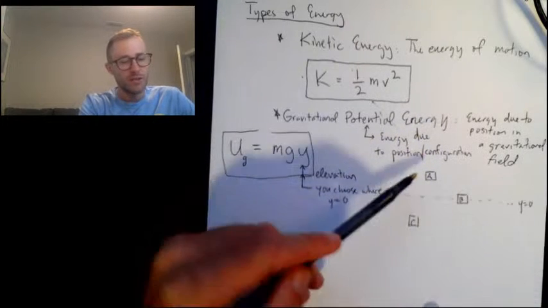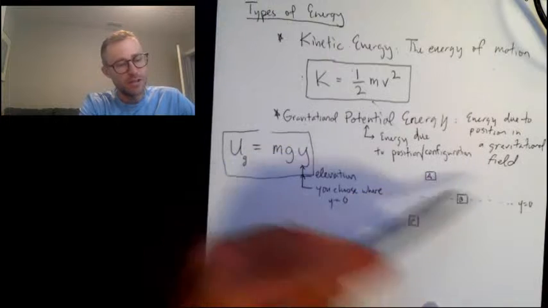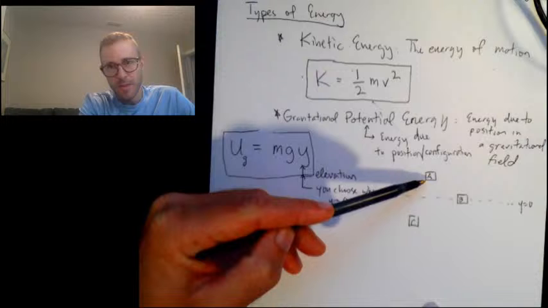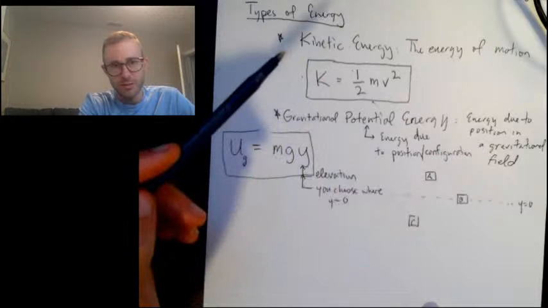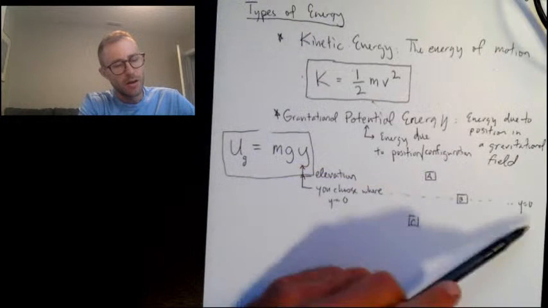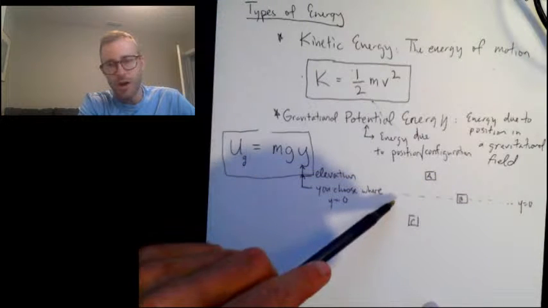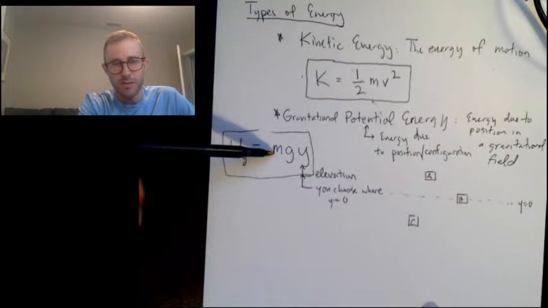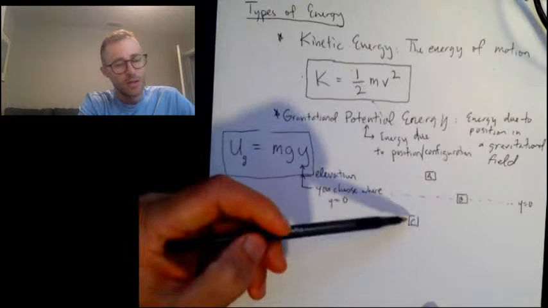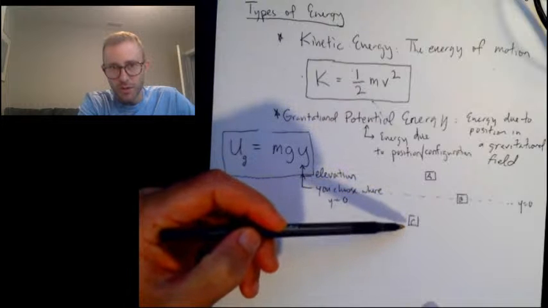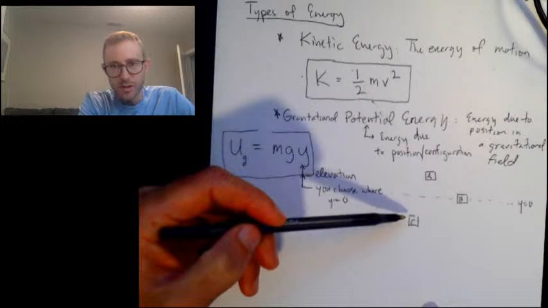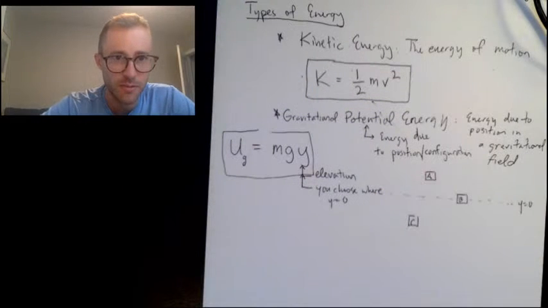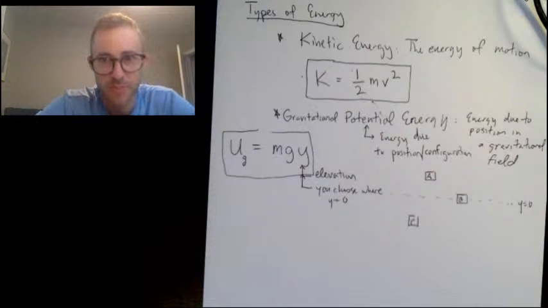Okay, so if we look at object A, it is above the line y equals 0, so that's going to have positive gravitational potential energy. Object B is at y equals 0, so it's going to have 0 gravitational potential energy because it would be m times g times 0. And then object C is below the line y equals 0, so it actually has negative gravitational potential energy. So it is okay to have negative gravitational potential energy. All right.